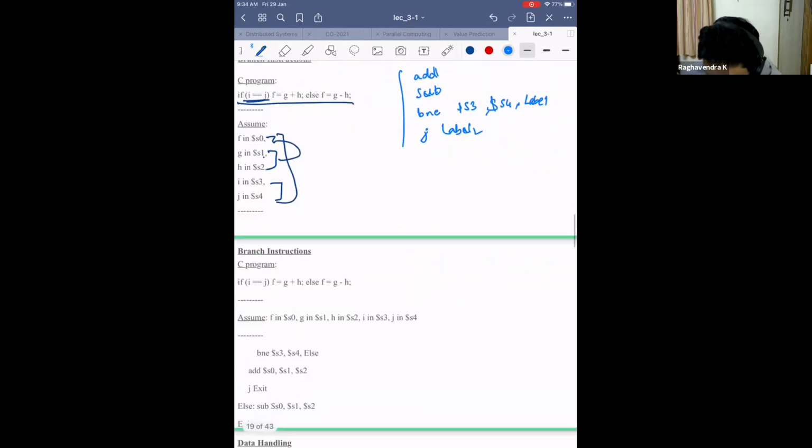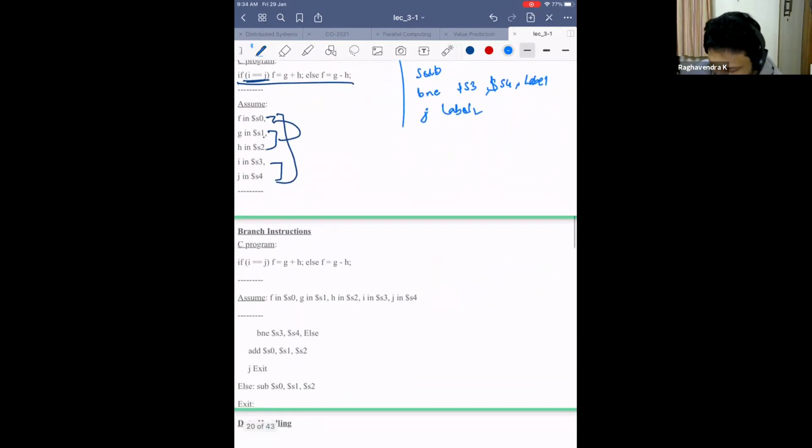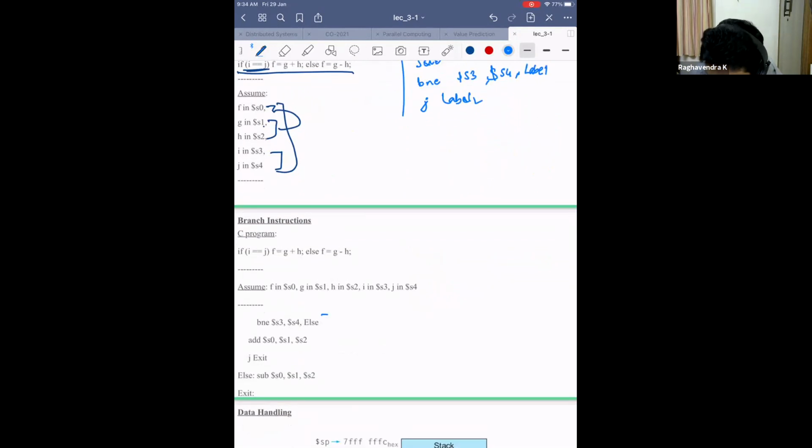So this is one program that I propose. Of course, it can be any other program. So what am I doing? I am just checking whether S3 is not equal to S4. If S3 is not equal to S4, then I have to execute F is equal to G minus H. So if S3 is not equal to S4, then I have a label called else. So I go to this else and I subtract and go to the next instruction.